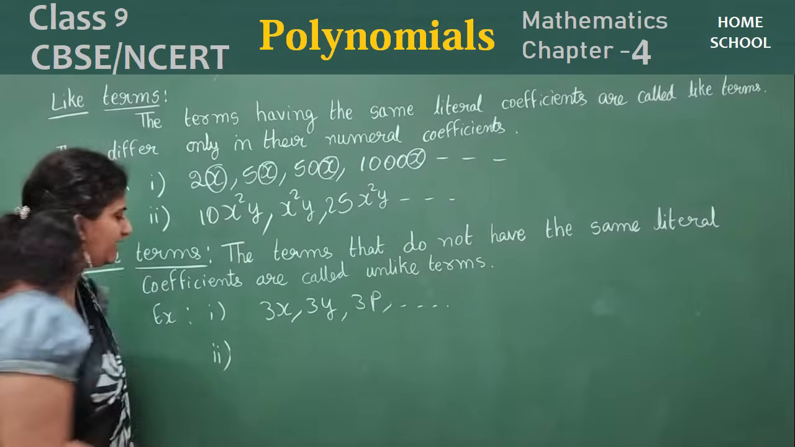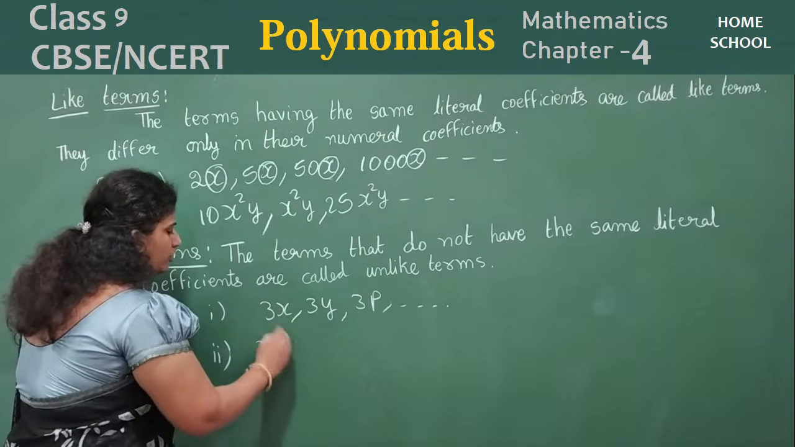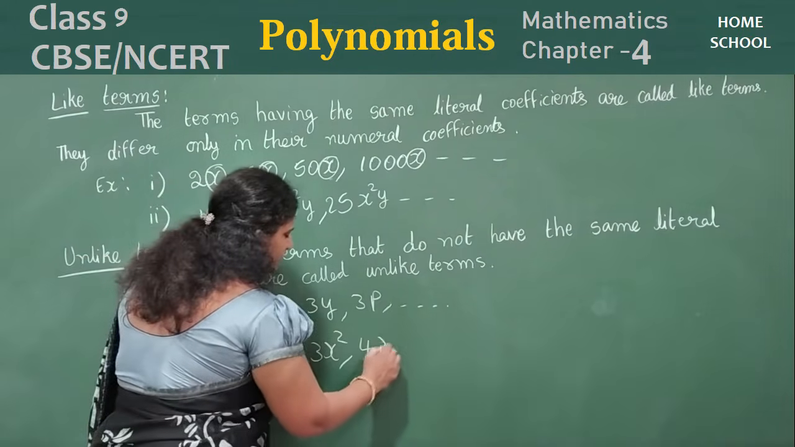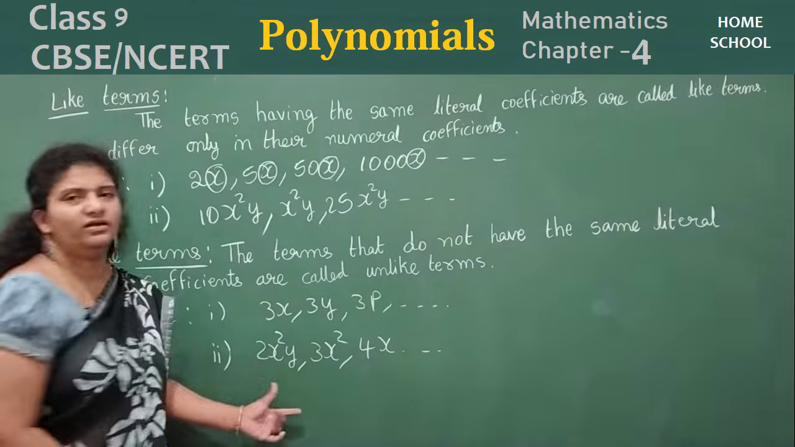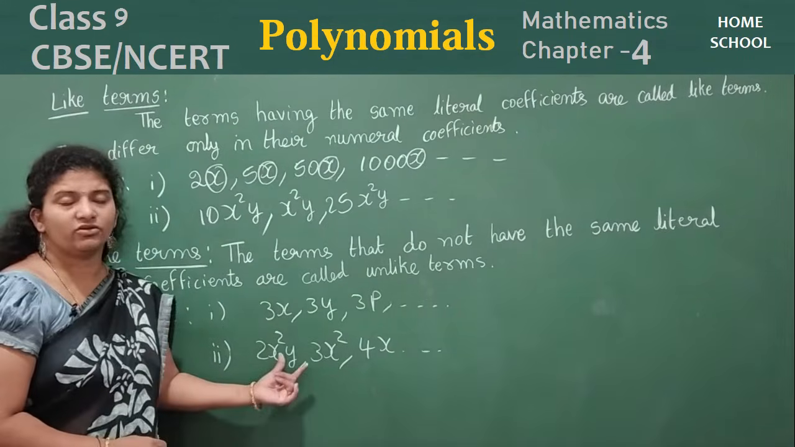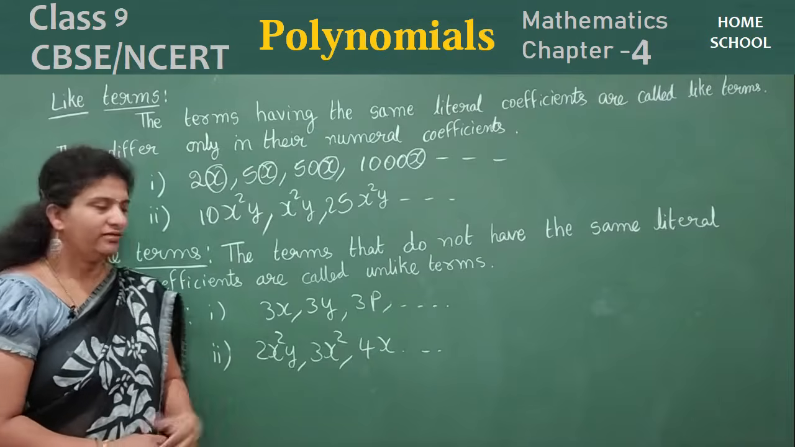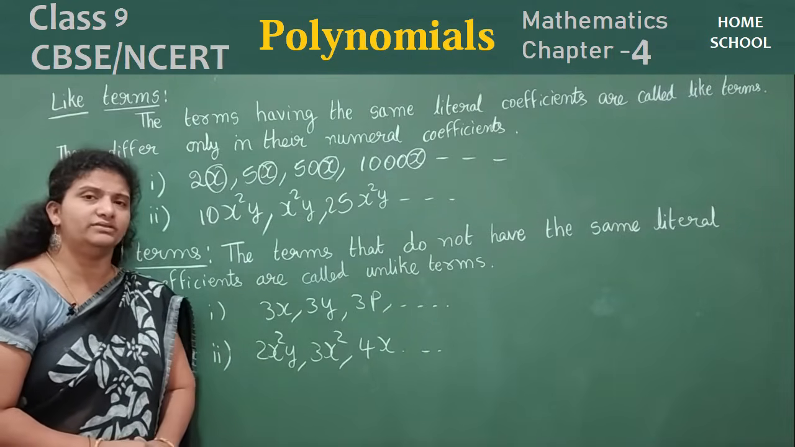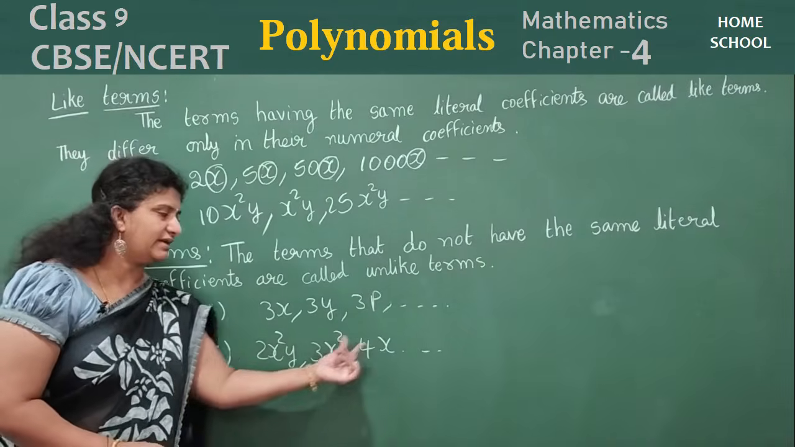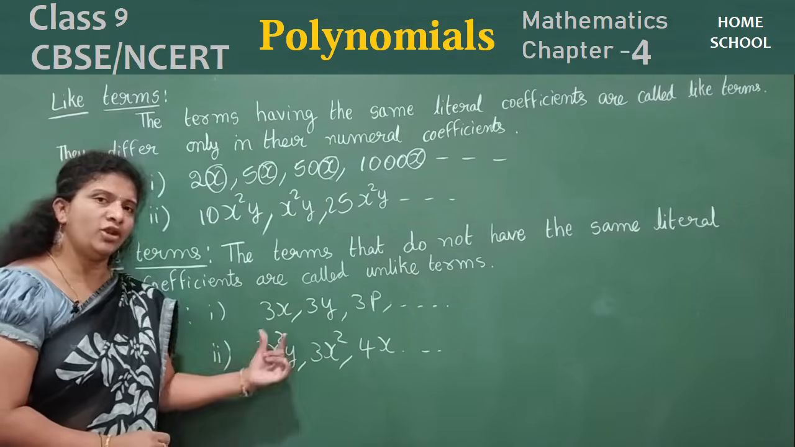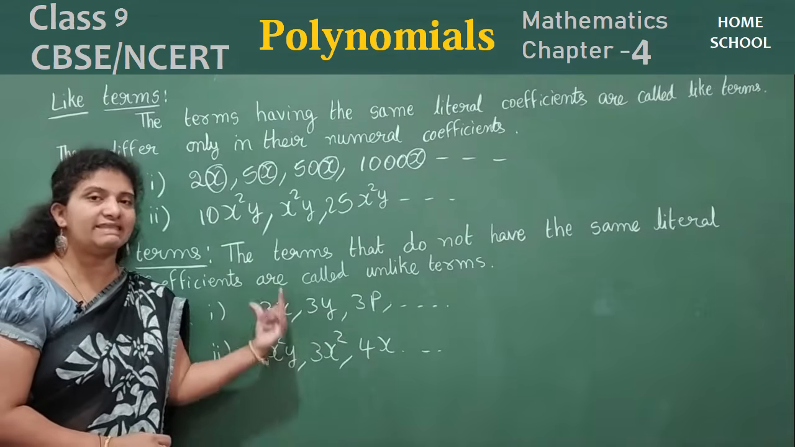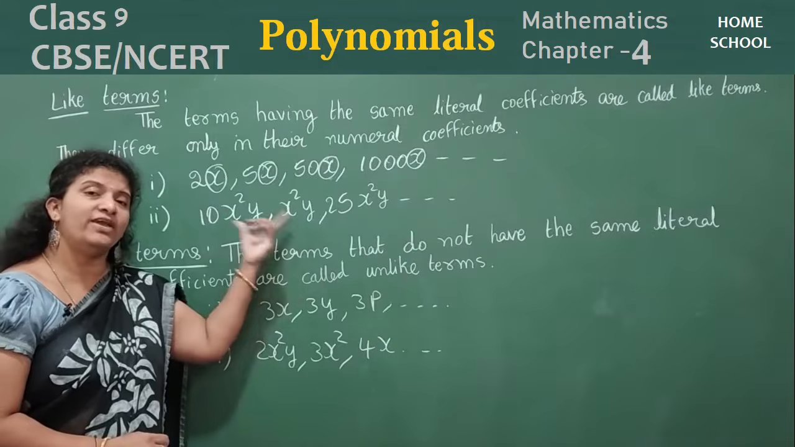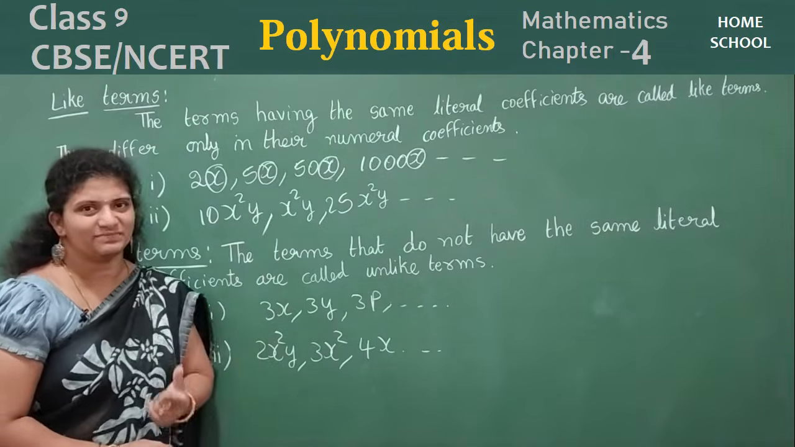One more example, let us see. 2x square y, 3x square, 4x, and so on. These are all different. All algebraic coefficients are different and numbers are different. We don't need to bother about numbers. We see only these literal coefficients. If they are not the same, then we can say these terms are unlike terms. If they are the same, we call them like terms.